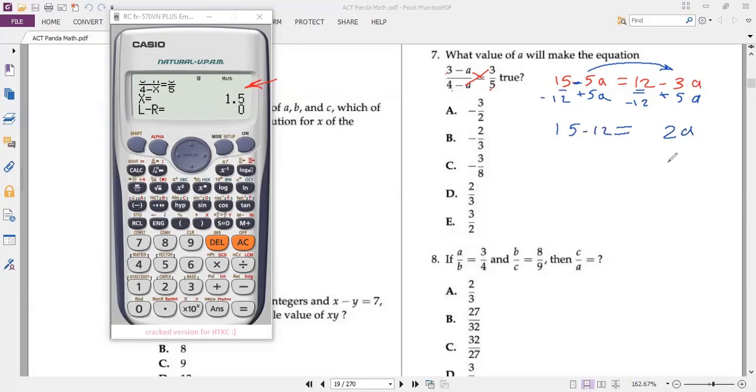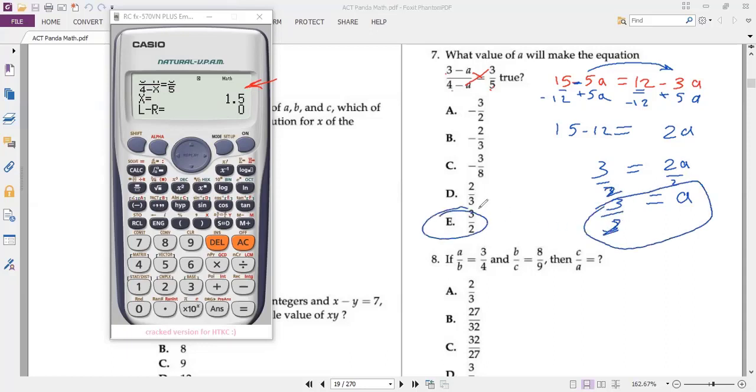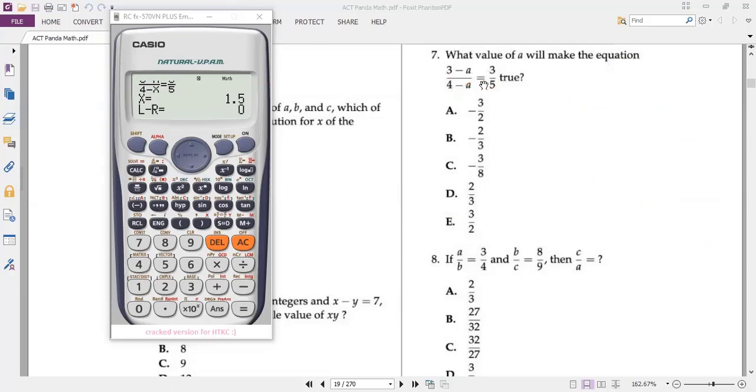So 2a equals 3. We have a equals 3 over 2, exactly like he got it here, 3 over 2. I hope it's clear, but I think it takes much time. You need only 1 minute for each problem in the exam. So I think it takes around 3 minutes. No need to waste your time.